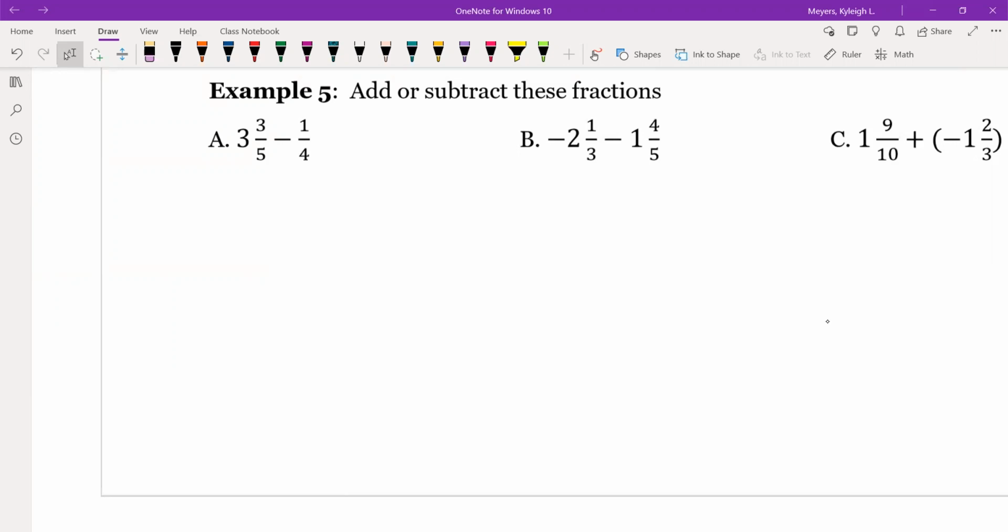Okay. So the first thing we're going to have to do is turn this into an improper fraction. So 5 times 3 is 15, 15 plus 3 is 18 over 5, minus 1/4. We don't have common denominators, so we need to find them. 5 and 4. Think of multiples of 5. 5, 10, 15, 20, 25, 30. Okay, multiples of 4. 4, 8, 12, 16, 20. So they both can go into 20.